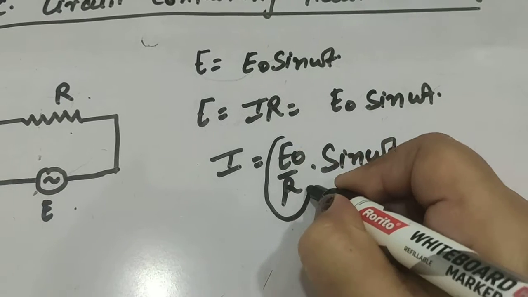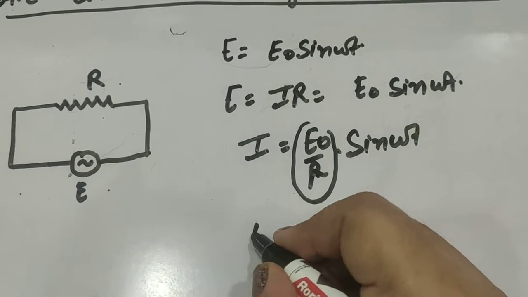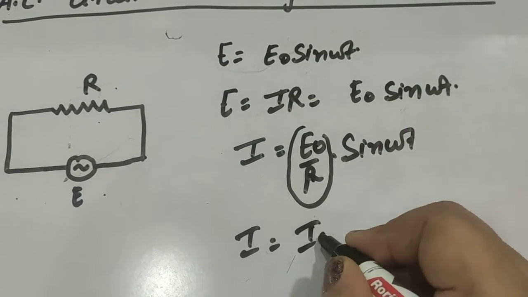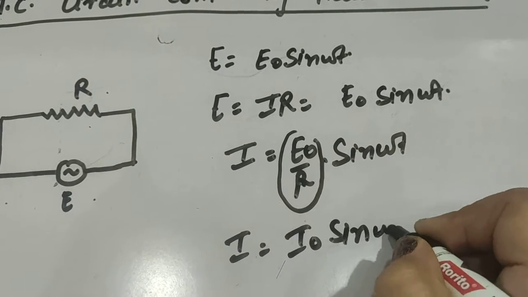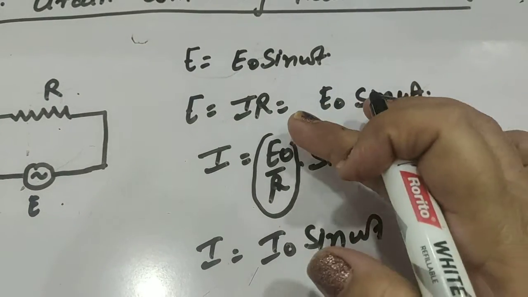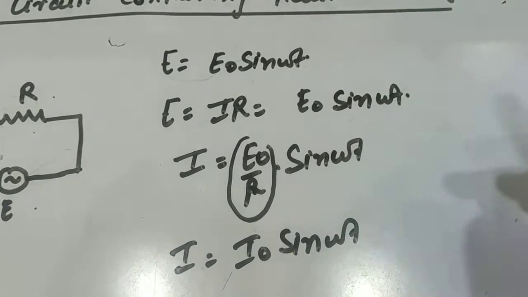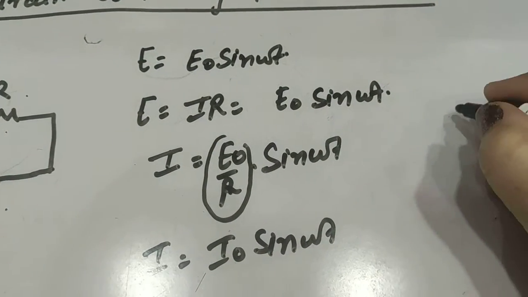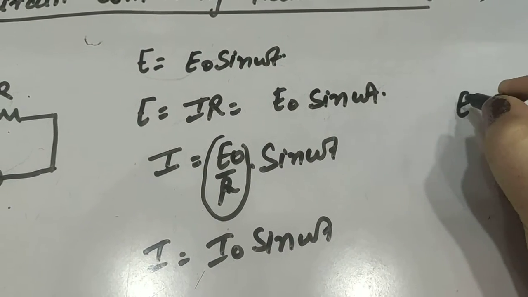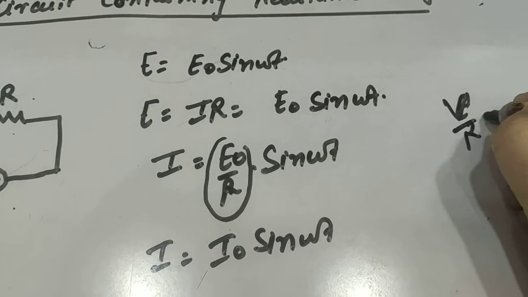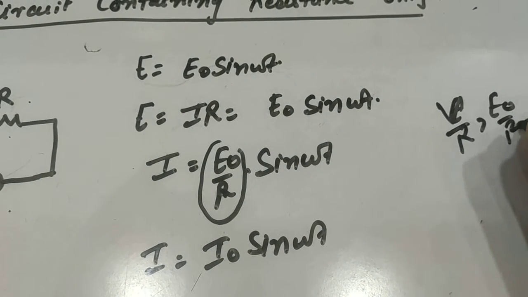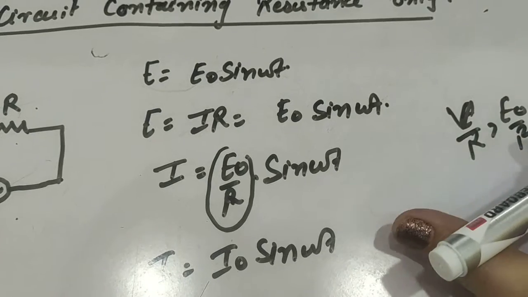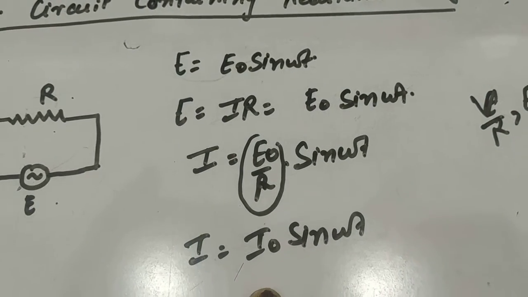E naught by R is voltage upon resistance. That could be written as I naught sine omega t. According to Ohm's law, this is voltage upon resistance. Ohm's law was for a DC circuit. Since for DC it is V upon R, and for AC it is E naught by R, a constant value again, right? So in that case we can say this is the maximum value of current.